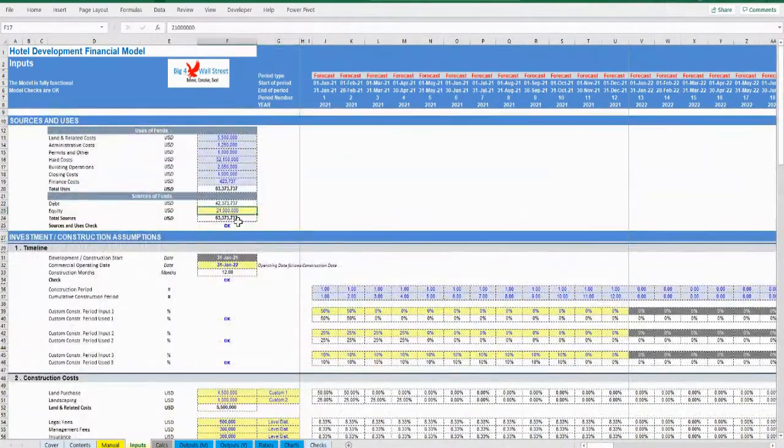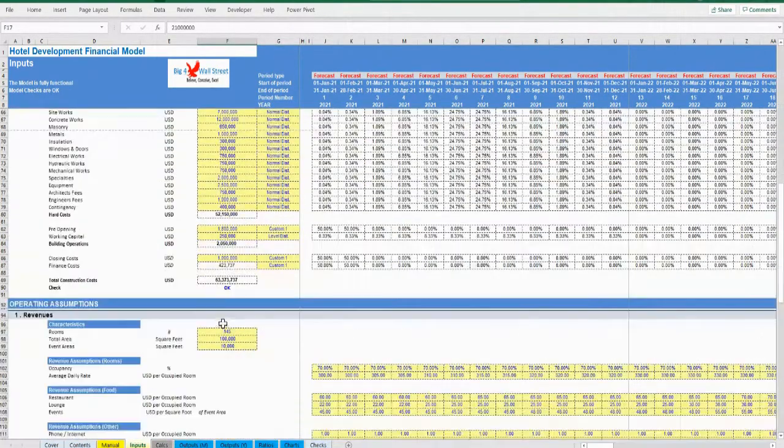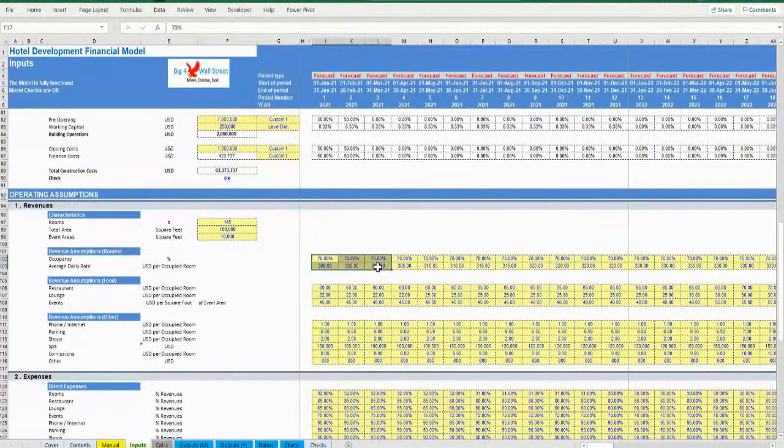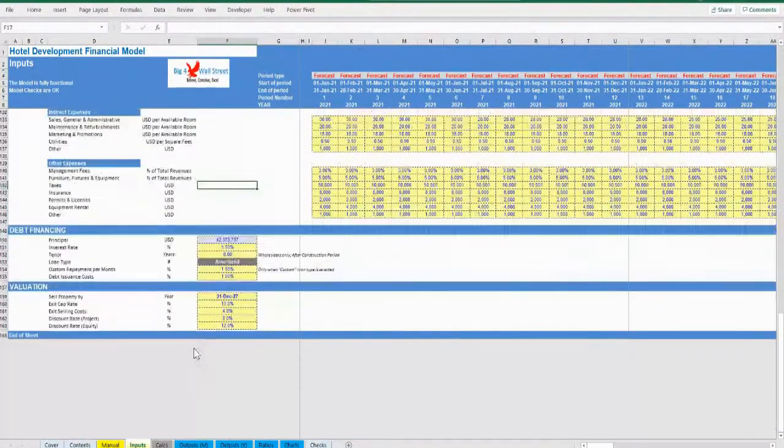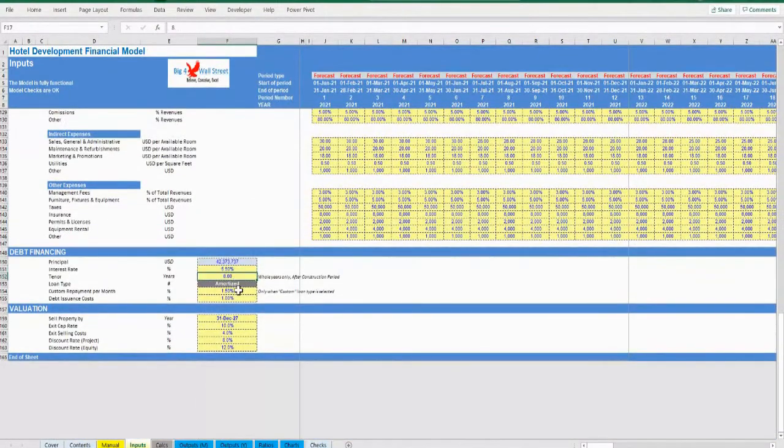Also, you can amend occupancy rates and rooms along with the hotel and events area so as to generate revenues from rooms, food and beverages, and other expenses are separated into direct, indirect, and other expenses. Afterwards you can set debt financing assumptions, interest rates, tenor in years, loan type, and debt issuance costs, and valuation assumptions such as the exit year when the property will be sold, the exit cap rate and selling costs, as well as the discount rates used, project and equity.